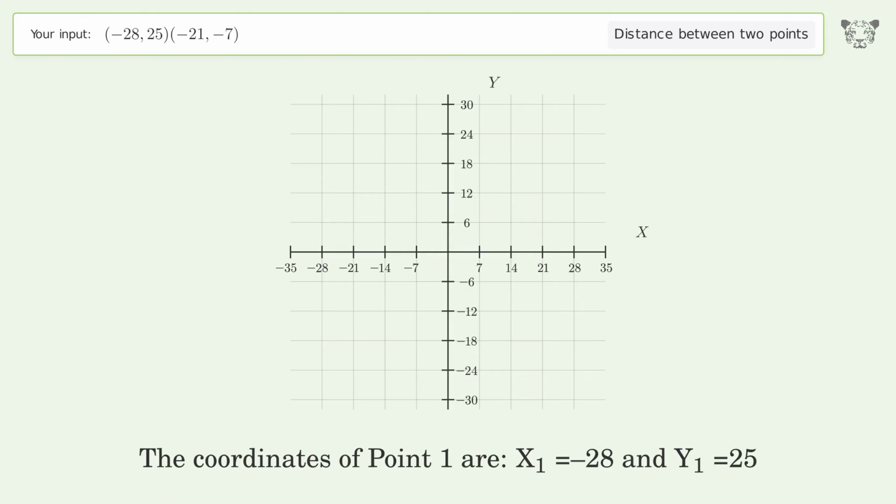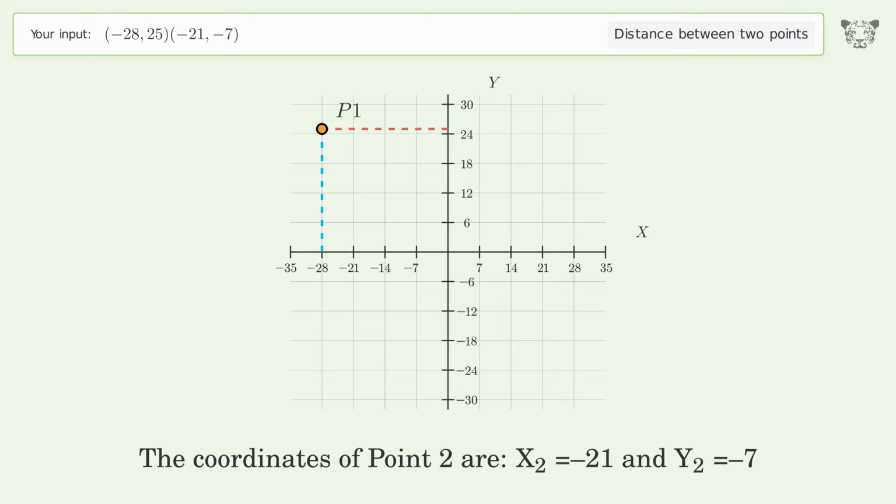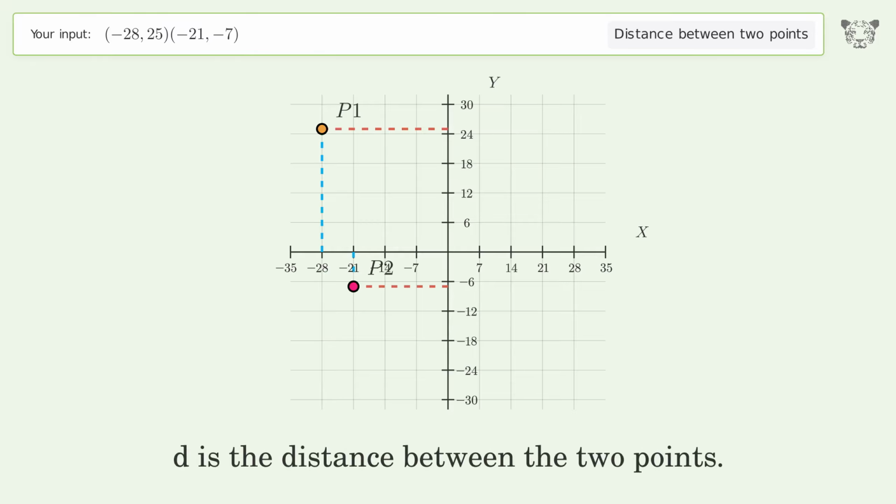The coordinates of point 1 are x1 equals -28 and y1 equals 25. The coordinates of point 2 are x2 equals -21 and y2 equals -7. D is the distance between the 2 points.